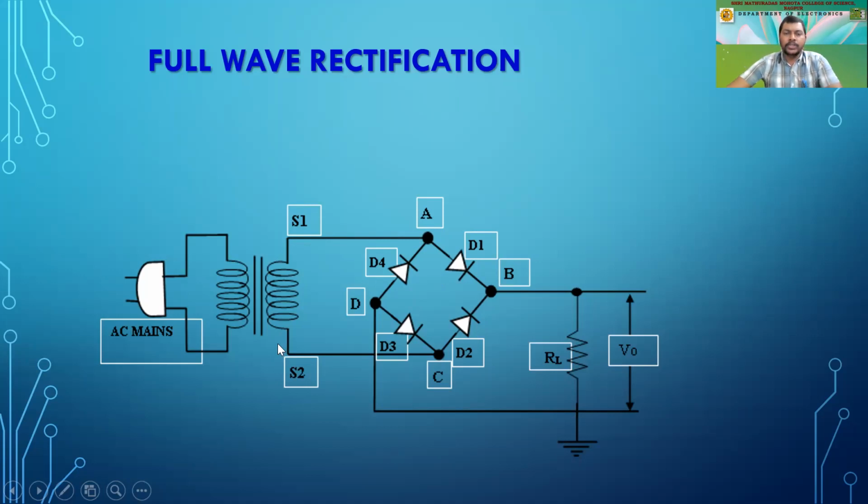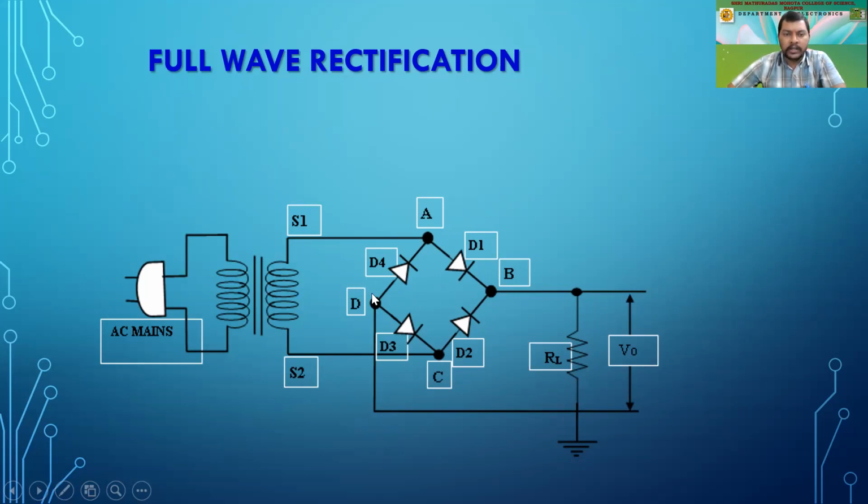So the current direction in the negative half cycle, this is what we are expected to write, is S2 to C, then D2, B, then load resistance RL, then back to D, then D4, A node, then S1, and then back to S2. So this is how the second circuit gets completed. At a time, only two diodes will be working, so that the full wave is rectified.